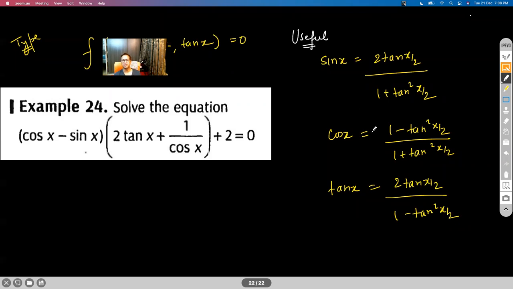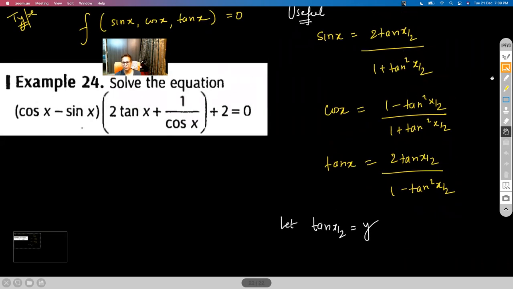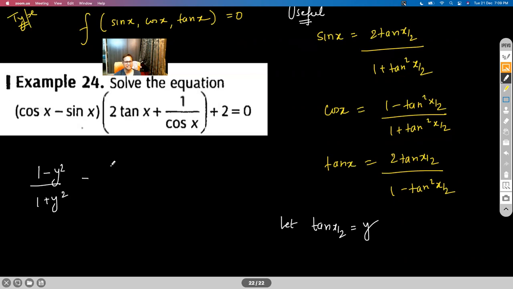So what I'm going to do is use this, and I'm going to also use tan x by 2 as, let's say, y. Okay, so let's try to solve it. I'm going to use these three formulas in this left hand side. So cos x will be (1 minus y square) by (1 plus y square), minus sin x, which is 2y by (1 plus y square). See here, look at the formulas over here, which I have written in yellow. I'm just calling tan x by 2 as y, and I'm using it over here.